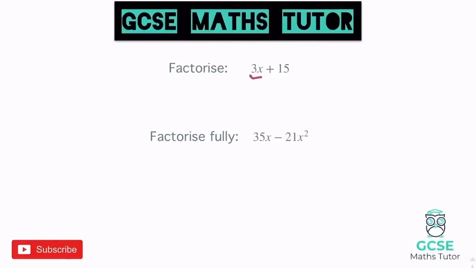So we have a look at both these pieces, 3x and 15. We just think what number goes into both of those. They both divide by 3. So we're going to divide this by 3. So 3 on the outside of the bracket, that's the factor we're taking out.